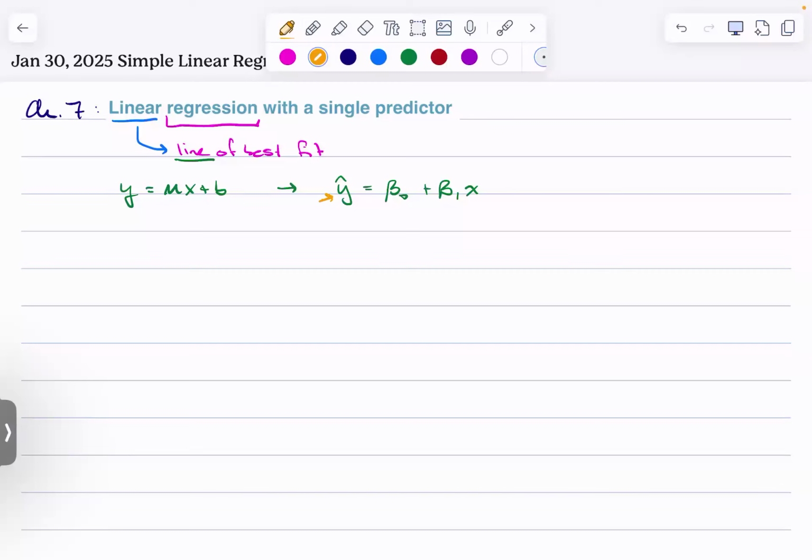Y hat, so y with a hat on it, indicates that it's a predicted value. It is the predicted value of y. Which nudges us toward the goal of regression, which is to predict other, unseen values of y. So we collect a sample, and then our ultimate goal is to model that behavior with a straight line. And then we're going to try to predict values of y.